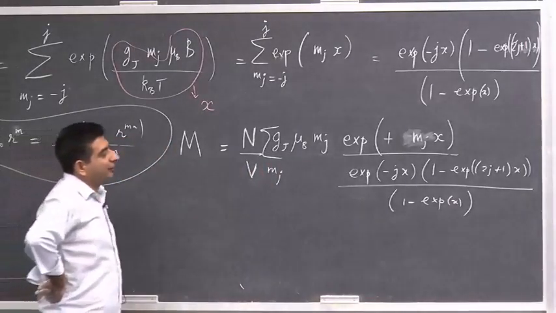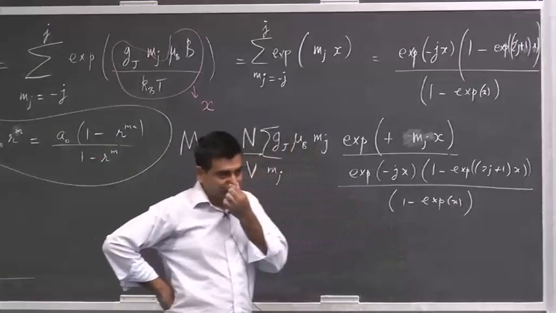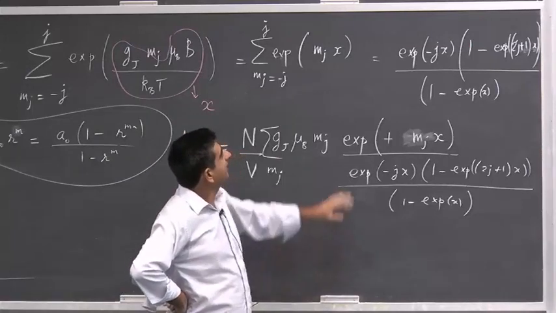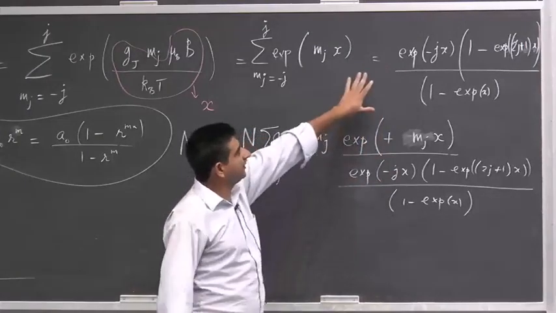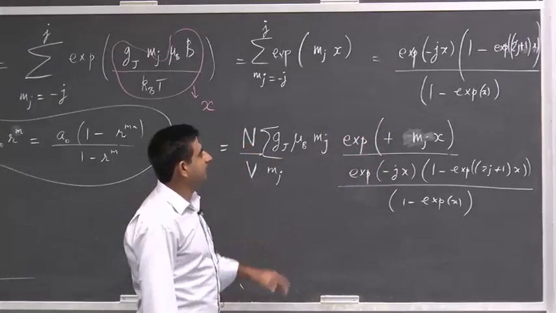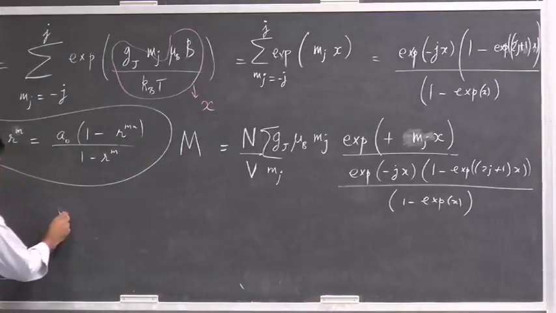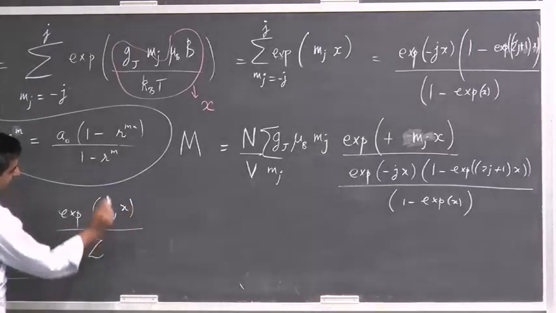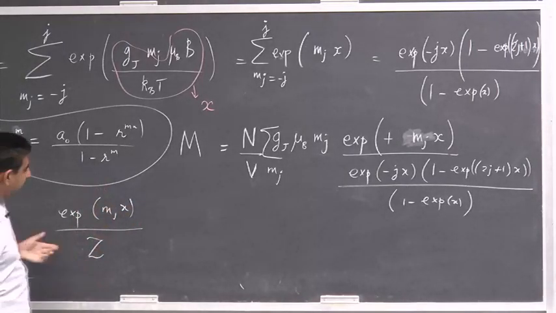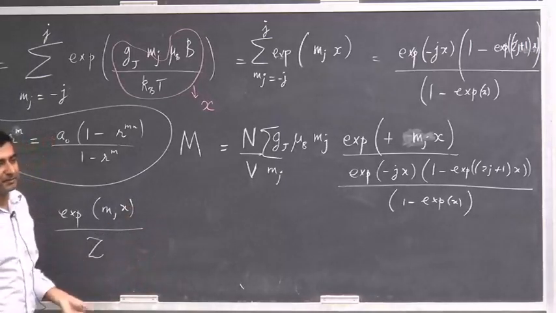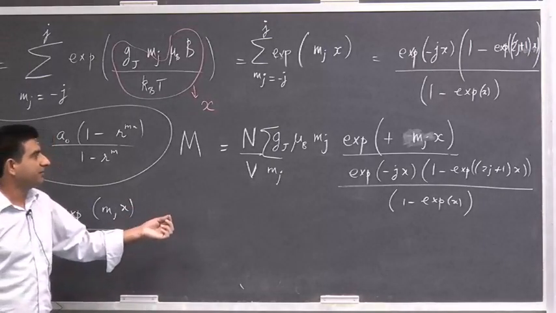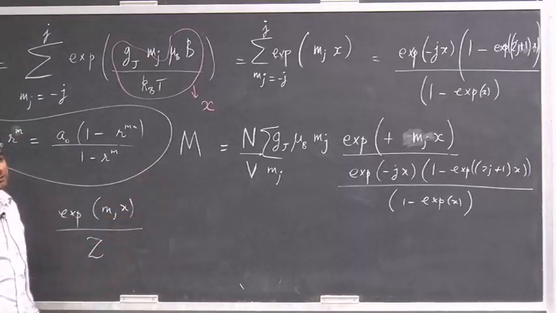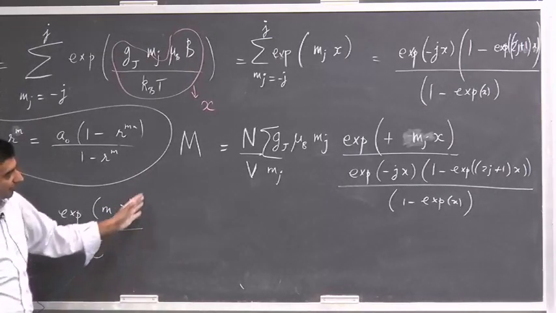Now this is something that I would like you to do on your own. You will notice that if I have exponent mj x divided by Z, this is related to the partial derivative with respect to x of the natural log of Z. So just try to do this on your own, and the textbook also has a derivation.